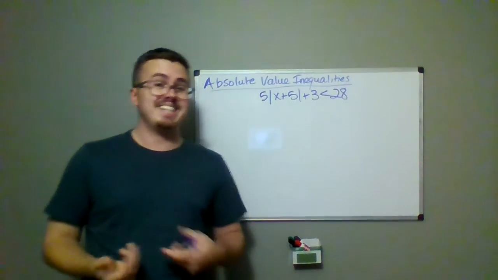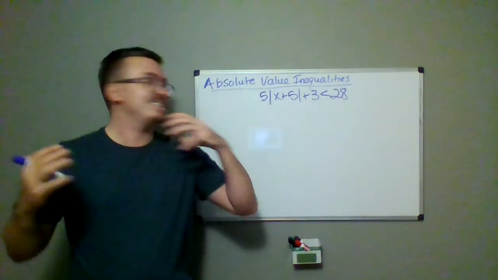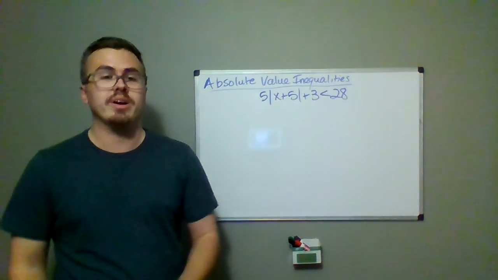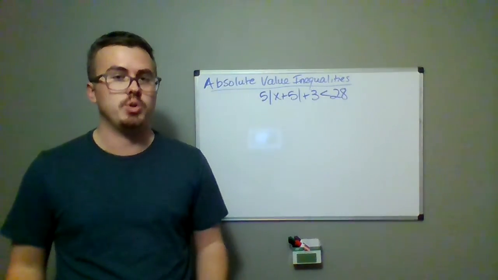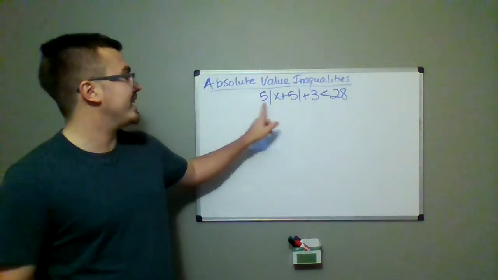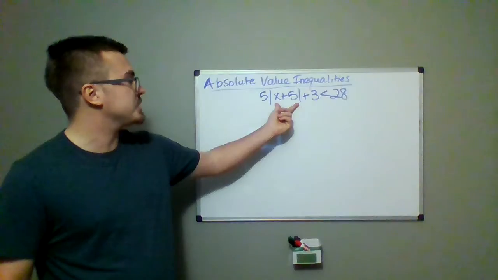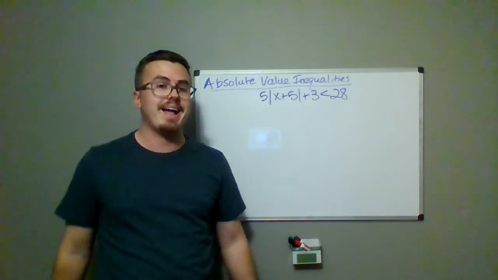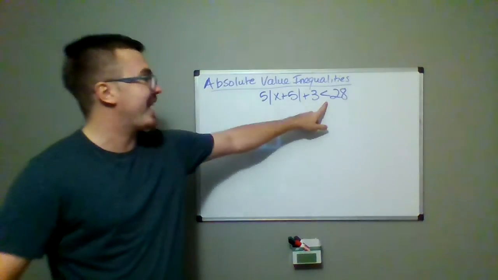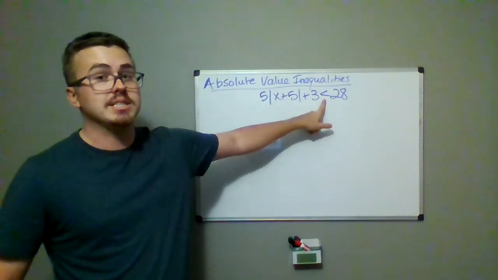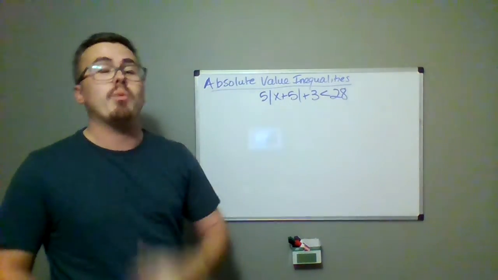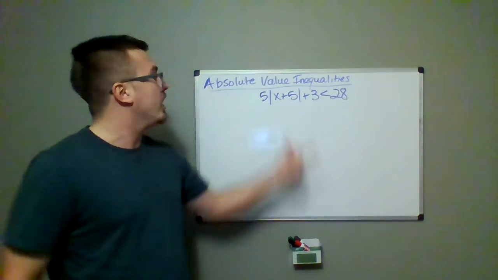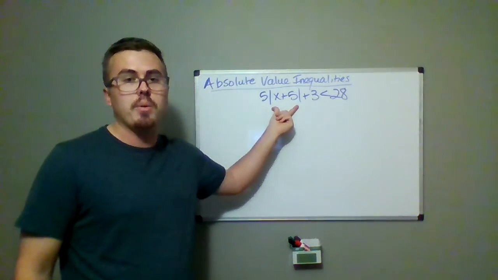All right, so in this next one here, it looks super scary, but we're going to do this in a few steps, and it's not going to be too bad. We've got 5 times the absolute value of x plus 5, plus 3, is less than 28. You might be thinking, we've got less than, so this is probably going to be an and problem. But we can't decide that until we get the absolute value by itself.